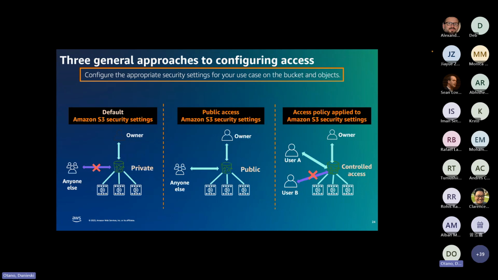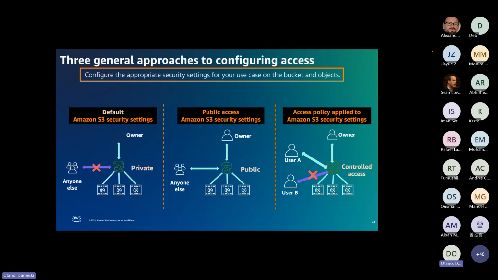We have certain general approaches to configuring access, right? You can leave everything as default, and the owner is the one that has access to the bucket and the files. It's just the owner. Anyone else, zero access, right? Now you can apply public access, open it, if you're hosting a website, like I said before. You unblock public access, and then the owner has access and anyone else has access, especially for websites. Because one of the features that S3 has is website hosting. You can host a website in S3 for a very low price, right?